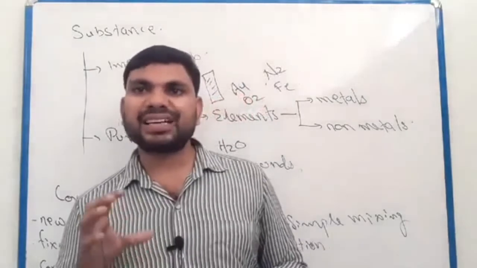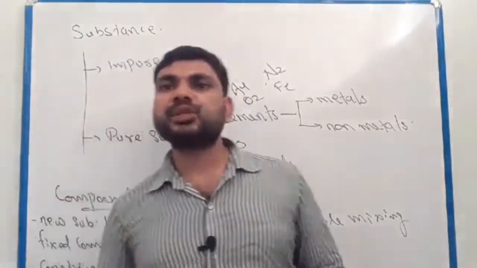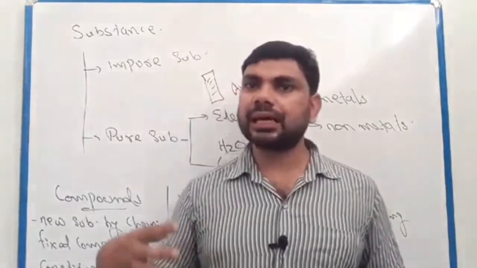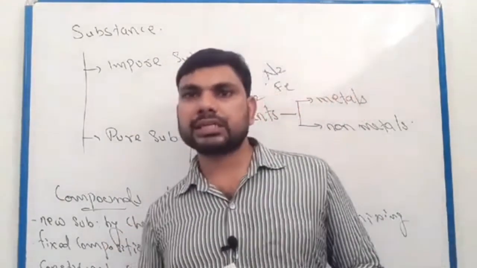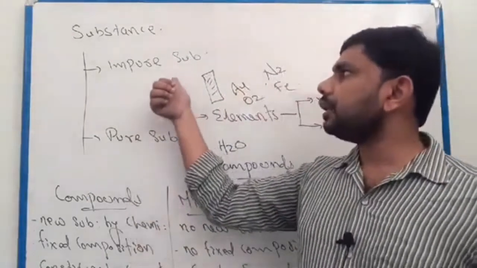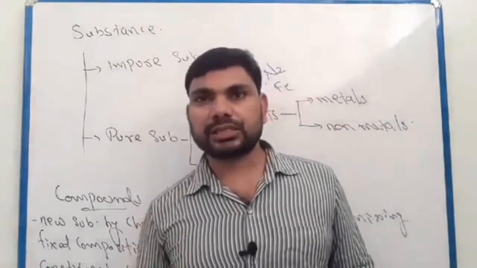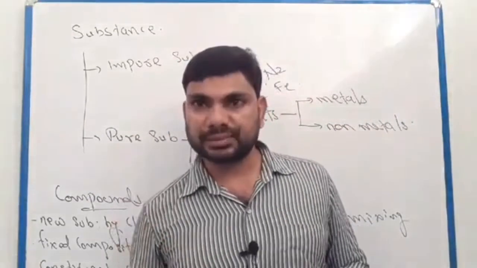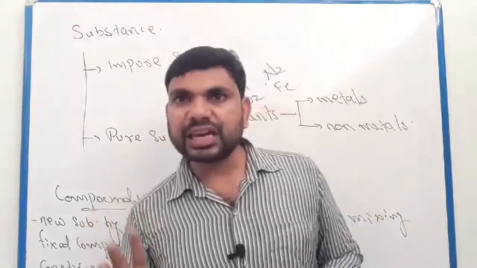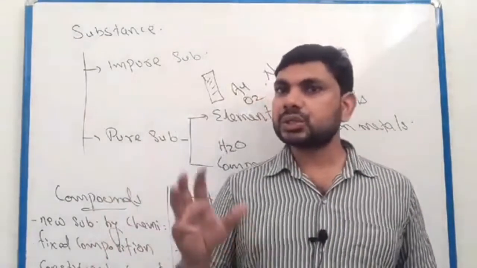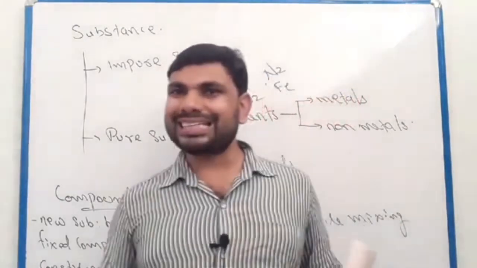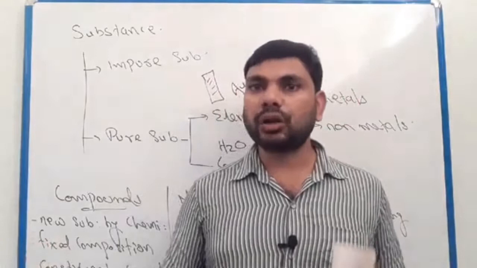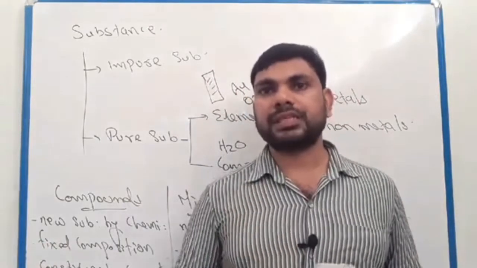We can classify substances into two different types: pure substances and impure substances. Impure substances we already discussed. Impure substances are mixtures. There are three different types of impure substances: solution, suspension and colloid. We discussed these in more detail already.